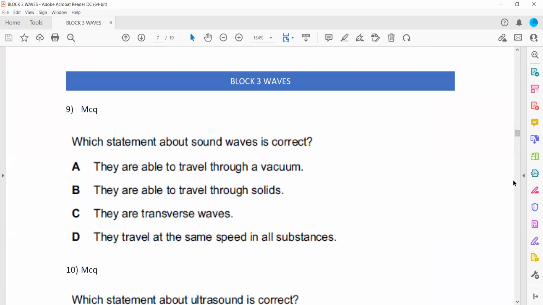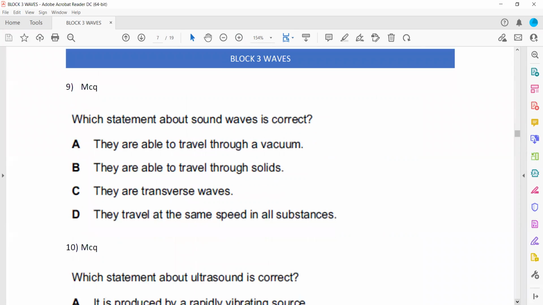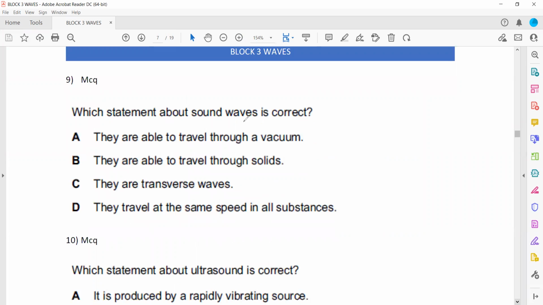Which statement about sound waves is correct? They are able to travel through vacuum. Sound requires a medium to travel. Sound cannot travel through vacuum. They are able to travel through solid. That is true. Sound can travel through solid, liquid, and gas.